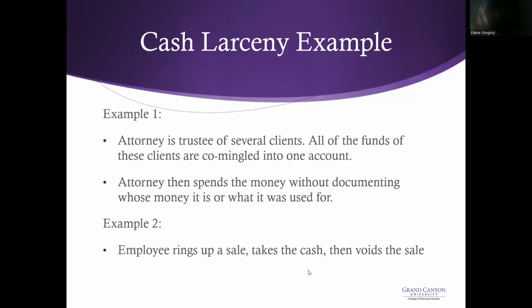Now, in example number 2, this is a simple cash larceny. We've seen this many times in doing retail audits. An employee is standing at the cash register, rings up a sale, takes the cash, and then after the person leaves, and before the next person comes, they void the sale. Now, a good internal control for that is to have somebody else approve the void of the sale, and you hope that there's no collusion between the voider and the cashier.